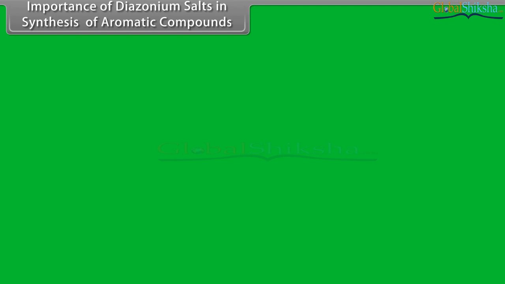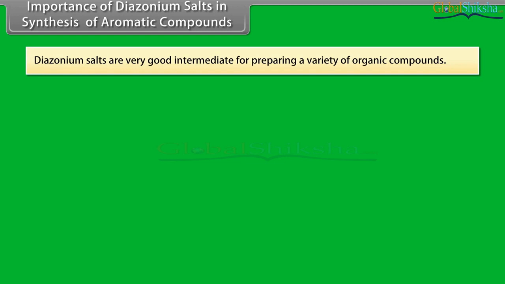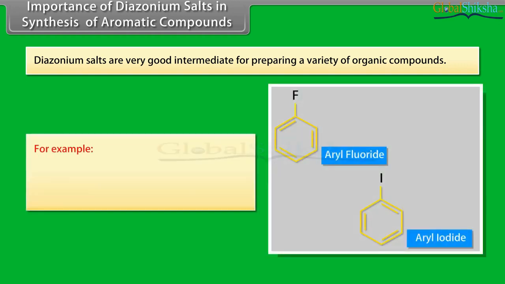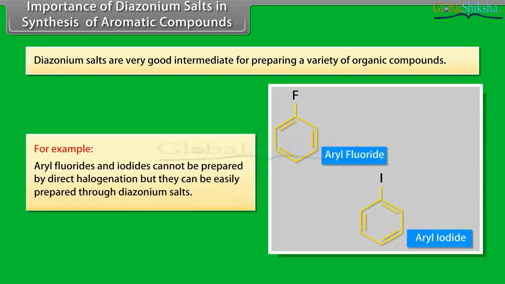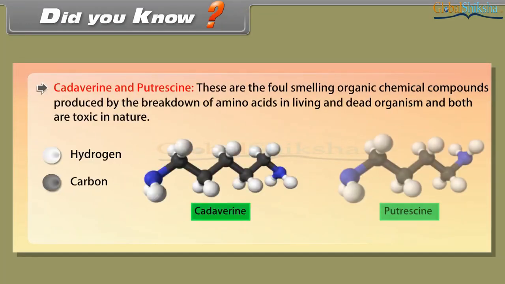Importance of diazonium salts in synthesis of aromatic compounds. Diazonium salts are very good intermediates for preparing a variety of organic compounds. For example, aryl fluorides and iodides cannot be prepared by direct halogenation, but they can be easily prepared through diazonium salts. Did you know? Cadaverine and putrescine are foul-smelling organic chemical compounds produced by the breakdown of amino acids in living and dead organisms, and both are toxic in nature.